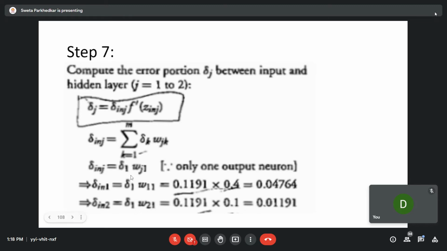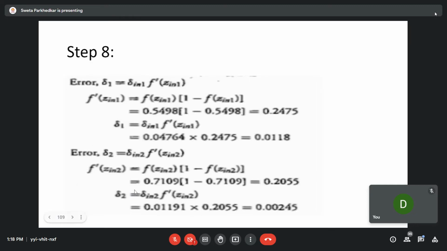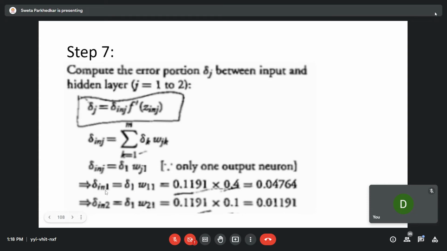This will be the computing error between the input and the hidden layer. And what was delta K? The overall error in the network. So for the first input layer, only one output neuron is there, that is delta 1. That's why we have calculated delta 1. So delta in 1 is equal to delta 1 into W11. Delta in 2 is equal to delta 1 into W21.